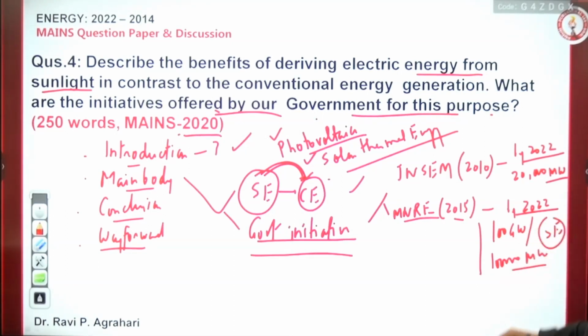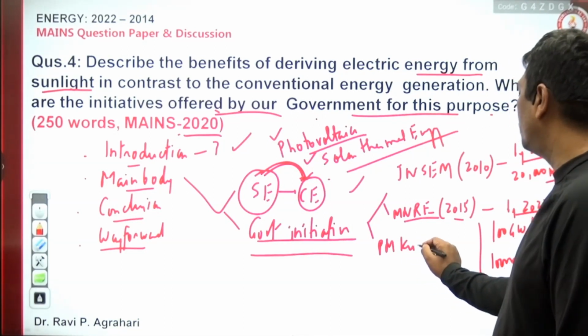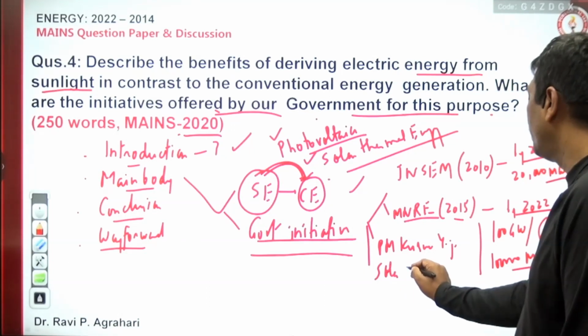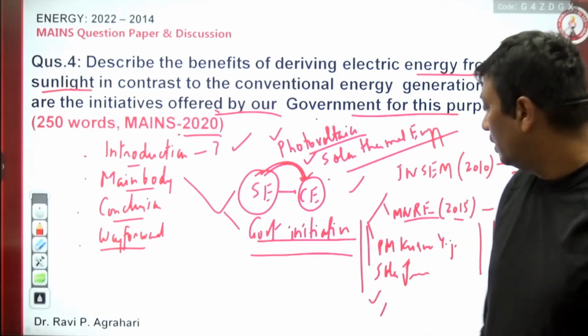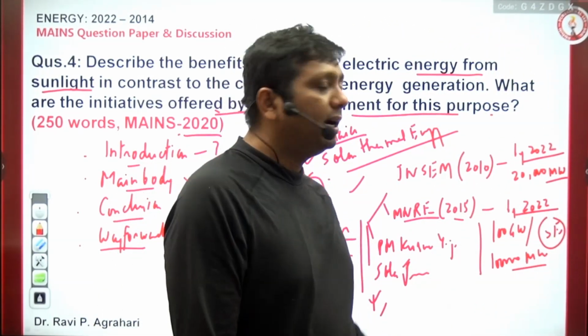Then there is another target. Later on, you people know very well, PM Kusum Yojana, solar tree. A lot of programs the government has brought here, guys. Every program you must write line by line. I have mentioned them inside the book, and that is the demand of it.